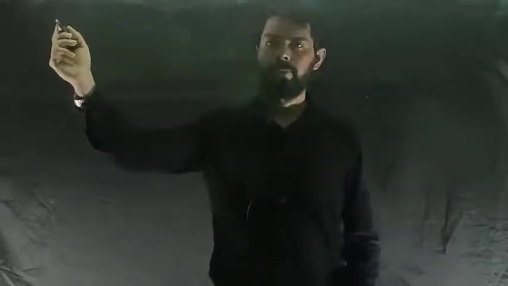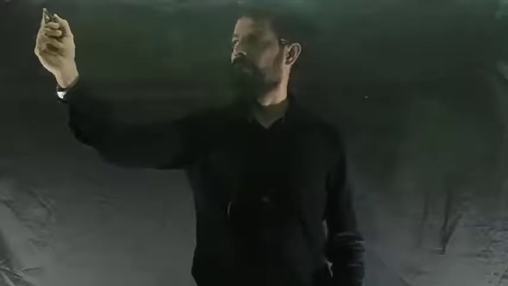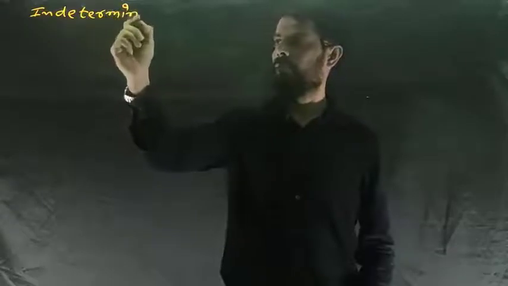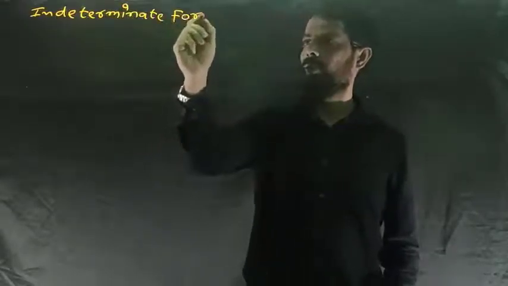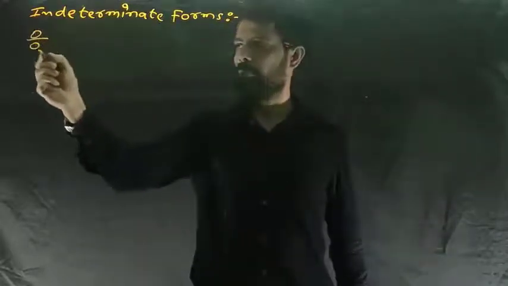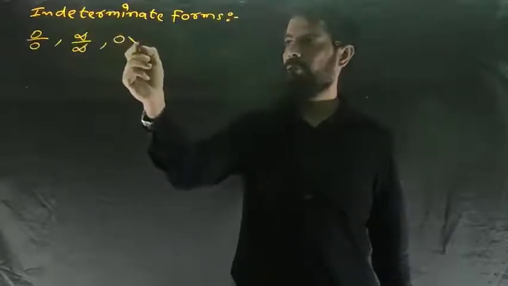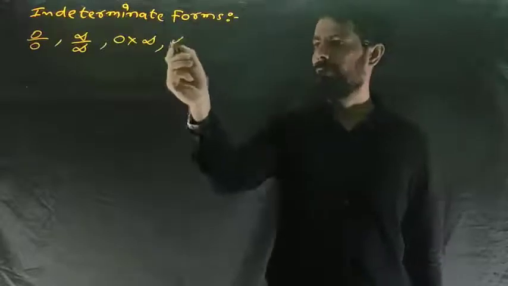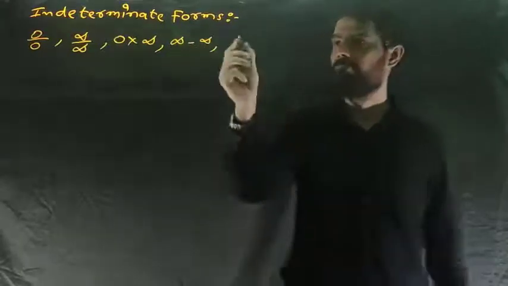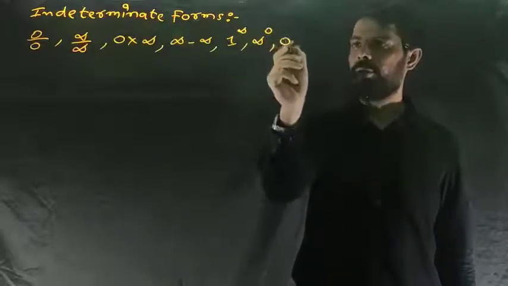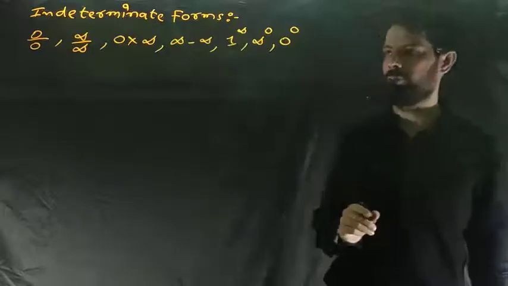Today we will discuss Unit 2 of Mathematics 1, that is Indeterminate Forms. In total there are 7 indeterminate forms. The first form is 0 by 0, the second is infinite by infinite, the third is 0 into infinite, the fourth is infinite minus infinite, the fifth is 1 raised to infinite, the sixth is infinity raised to 0, and the seventh form is 0 raised to 0.